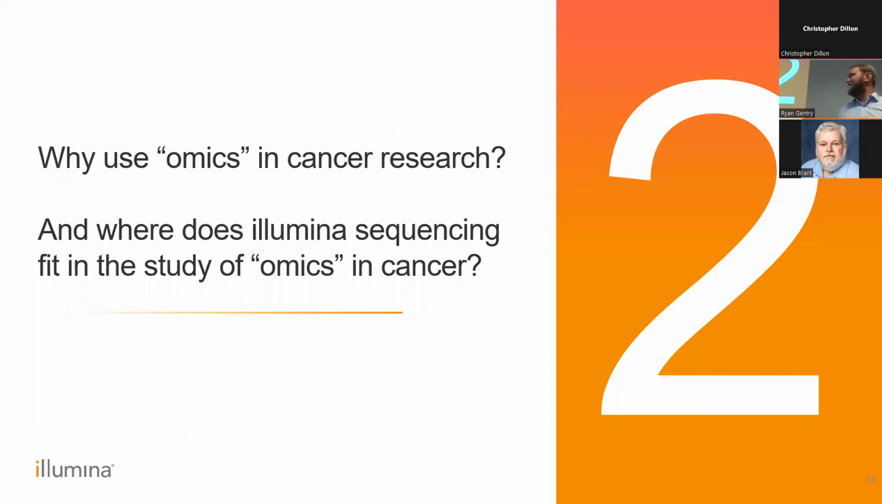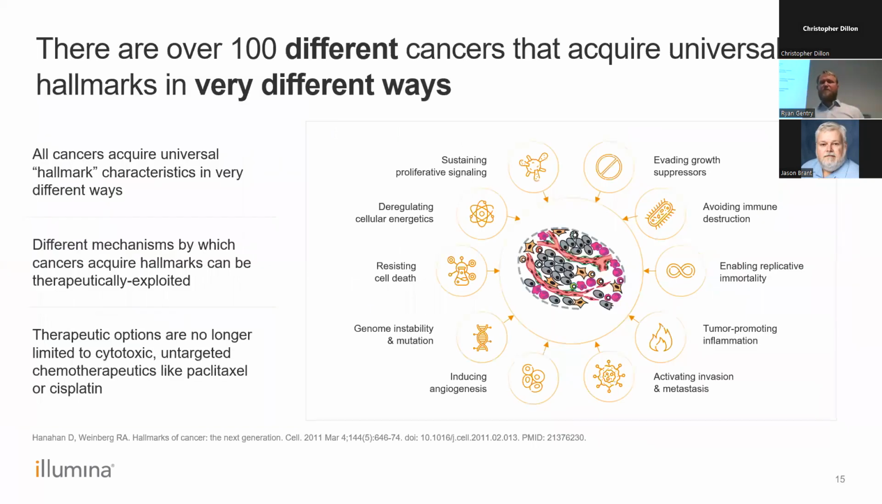The next thing: why use omics in cancer research, and where does Illumina sequencing fit into the study of cancer? We no longer view cancer as a homogeneous disease. It's heterogeneous. We can look at each one of our cancers, and it can have a different mixture of all these hallmarks over here on your right-hand side. We may have a cancer that has tumor promoting inflammation, genome instability and mutation, and resisting cell death. Another one might be totally different, where we're looking at deregulation of cellular energetics, inducing angiogenesis, and maybe evading tumor suppressors. What we want to be able to do is characterize each of these tumors individually to help us in looking for treatments.